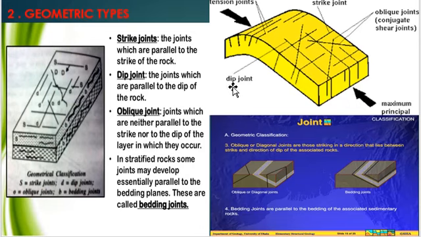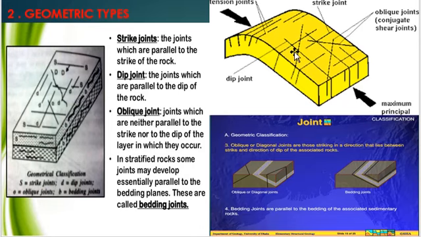What are oblique joints? Joints that strike at an angle to the direction of dip and strike of rock beds. These are also called diagonal joints or conjugate joints. So what are bedding joints? Bedding joints are parallel to the bedding of the associated sedimentary rocks.